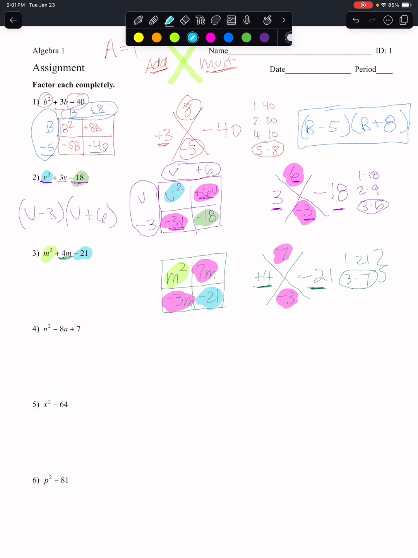Now I have to finish my figuring out. So I got m and m, because m times m is m squared. Now m times what number was 7m? That's a positive 7. M times what number is negative 3m? That's a negative 3. That's one of my factors. That's the other one.